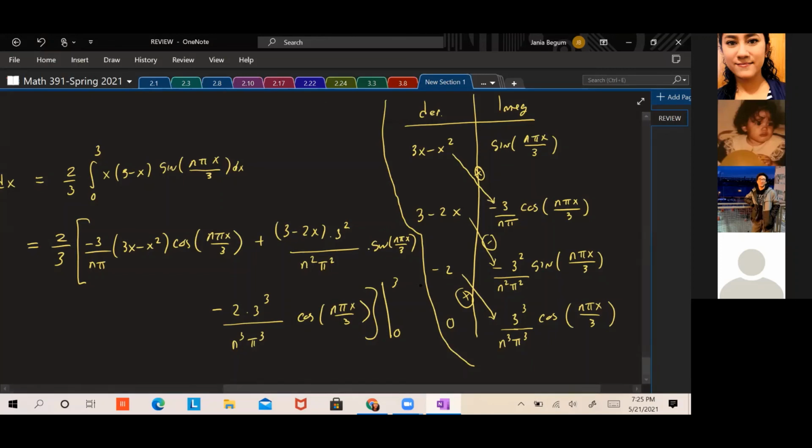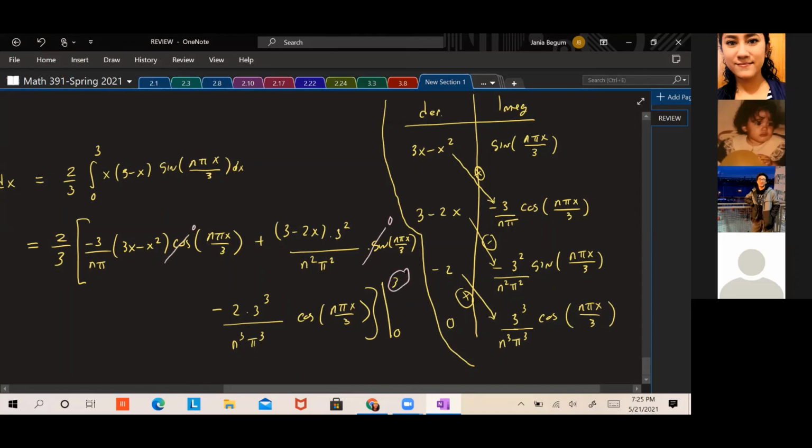The sine functions go to 0, so this one will go to 0. Now, what about the first term, 3x minus x squared? That one too, right? Because 3 times 3 minus 3 squared is 9 minus 9, so this will also go to 0 when we plug in the upper limit 3.